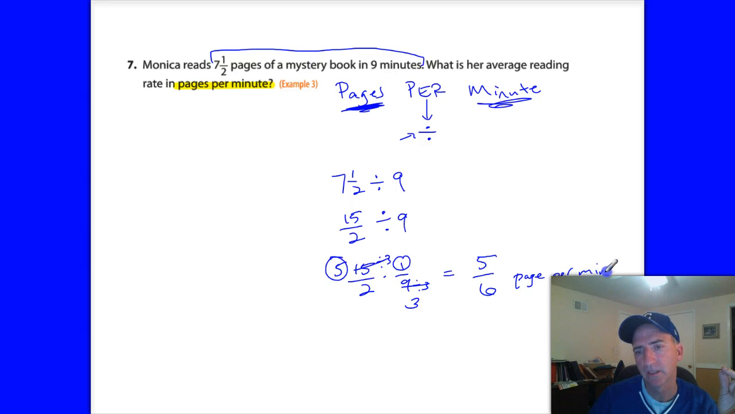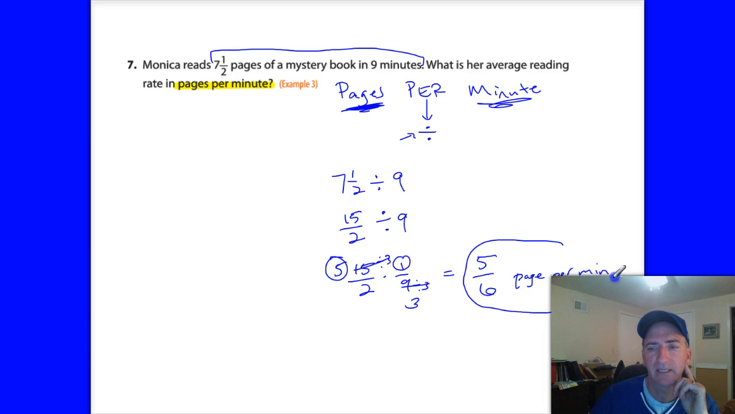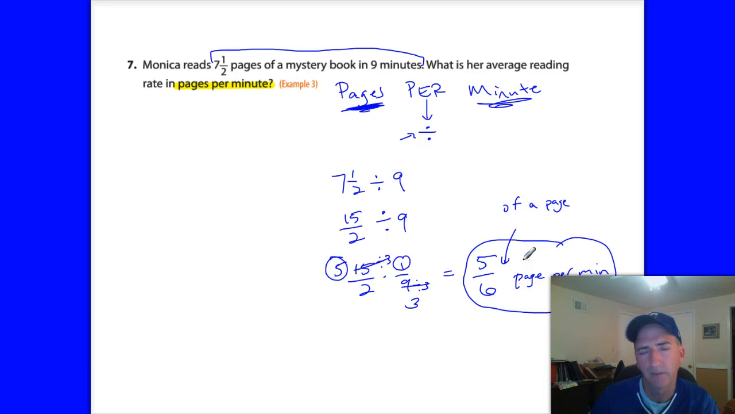So in other words, not quite 1 page per minute, but close. 5/6, okay, if this helps you, that means of a page per minute, because she reads less than 1. She reads a little bit less than 1 page per minute. 5/6 of a page per minute, that's her unit rate, or her average rate of reading. Let's take a look at the next one.